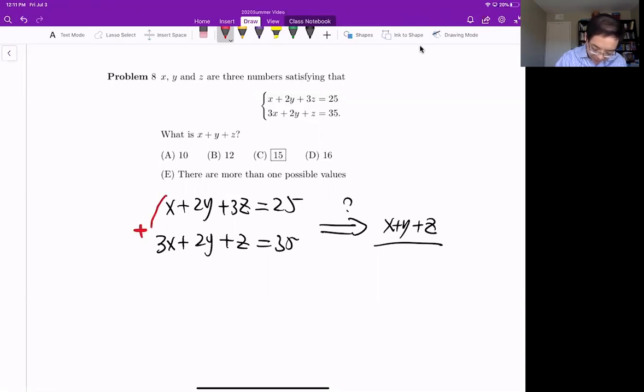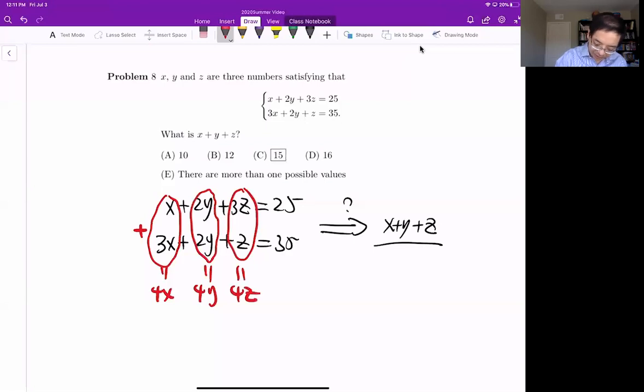If I add them together, the x terms give me 4x, the y terms give me 4y, and the z terms give me 4z. And of course, we need to add both the left-hand side and the right-hand side, so this equals 60. Wow, this is great. I get 4x plus 4y plus 4z equals 60 after I add the two equations together.